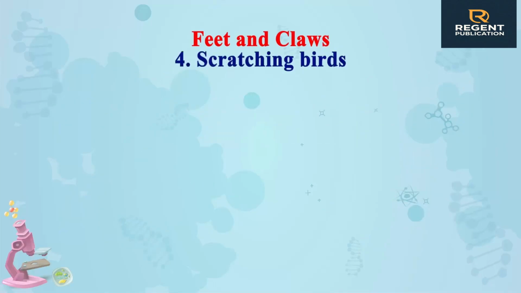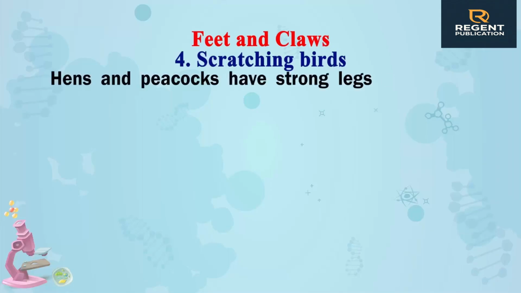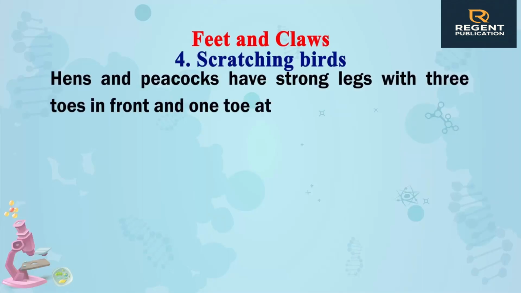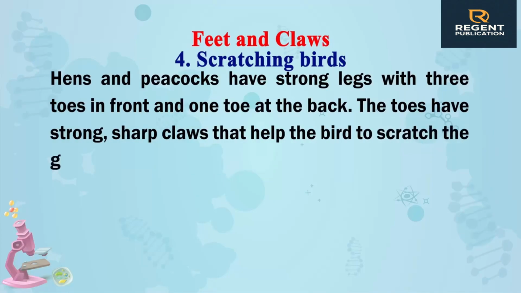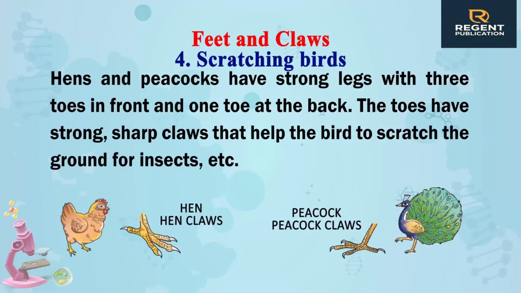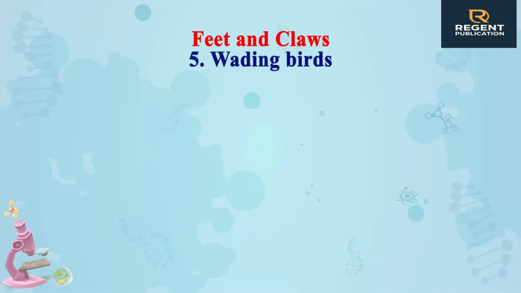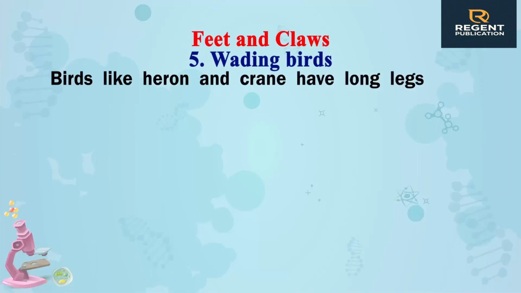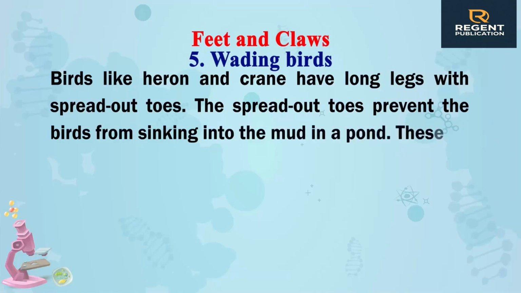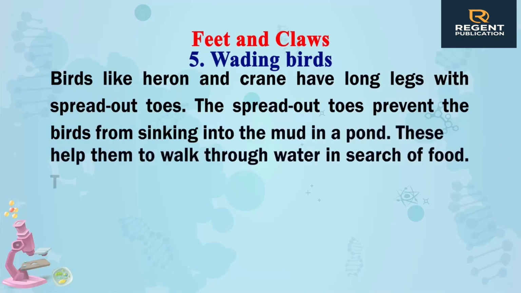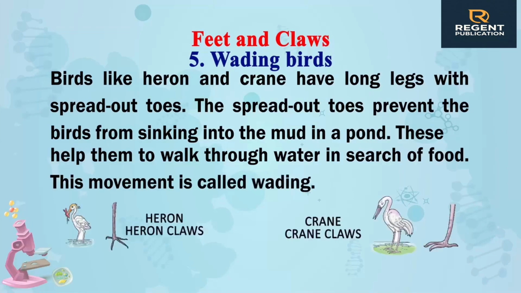Scratching birds. Hens and peacocks have strong legs with 3 toes in front and 1 toe at the back. The toes have strong, sharp claws that help the bird to scratch the ground for insects, etc. Wading birds. Birds like heron and crane have long legs with spread out toes. The spread out toes prevent the birds from sinking into the mud in a pond. These help them to walk through water in search of food. This movement is called wading.